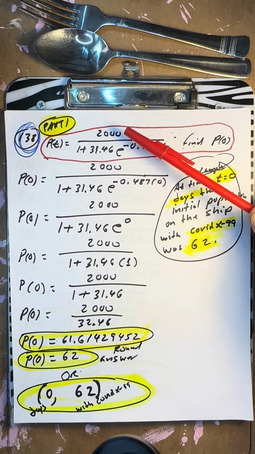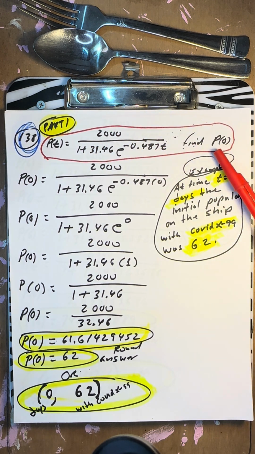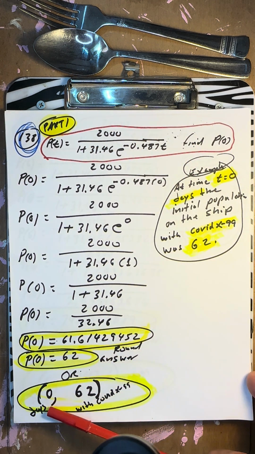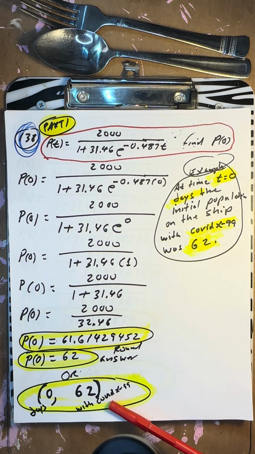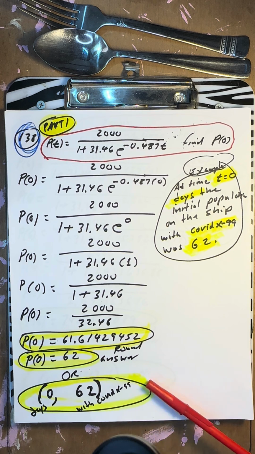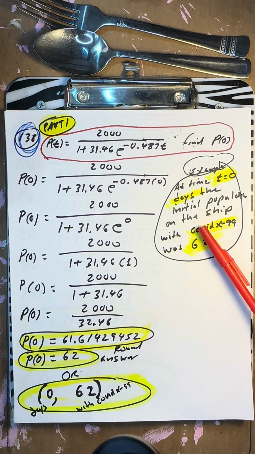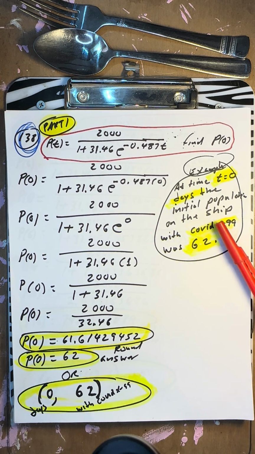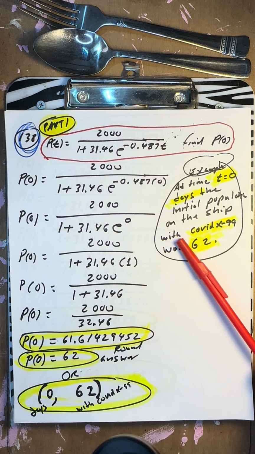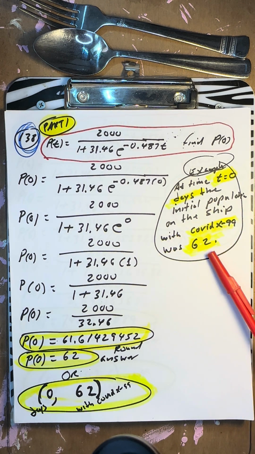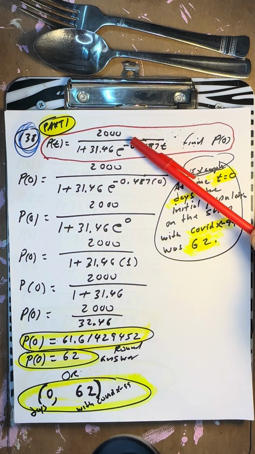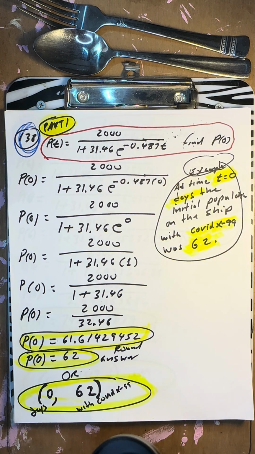This is a logistic function, ready? For the logistic function, P of 0, at 0 days, 62 people had COVID X99, something new, okay? So time T equals 0, the initial population of the ship, let's say a cruise ship or you're out there on vacation or something. So at time T equals 0 days, the initial population of the ship with COVID X99 was 62. So there were 62 out of the 2,000 that are eventually going to be in there.